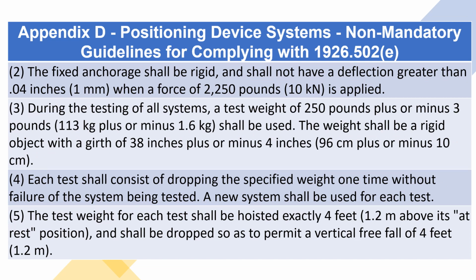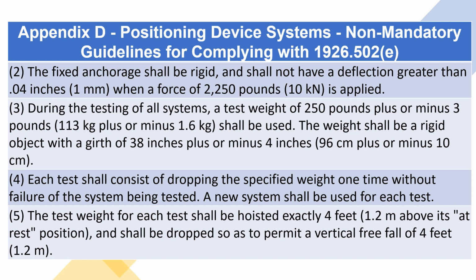2. The fixed anchorage shall be rigid, and shall not have a deflection greater than 0.04 inches (1 mm) when a force of 2,250 pounds (10 kN) is applied. 3. During the testing of all systems, a test weight of 250 pounds plus or minus 3 pounds (113 kilograms plus or minus 1.6 kilograms) shall be used. The weight shall be a rigid object with a girth of 38 inches plus or minus 4 inches (96 centimeters plus or minus 10 centimeters).